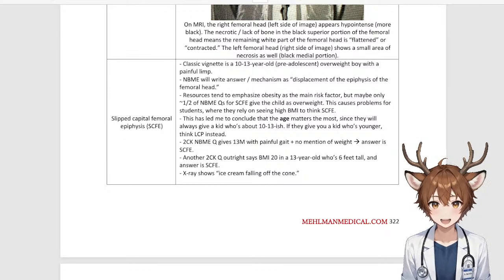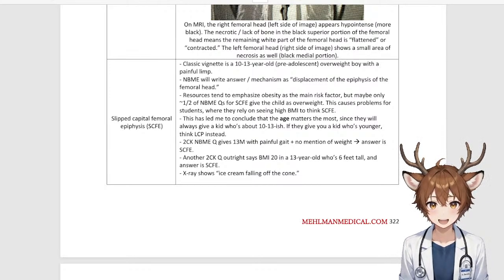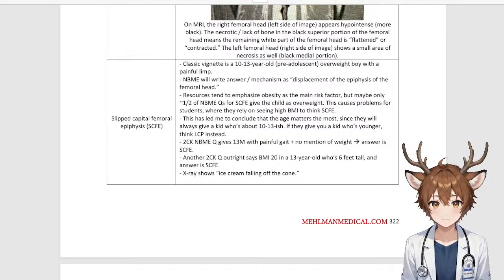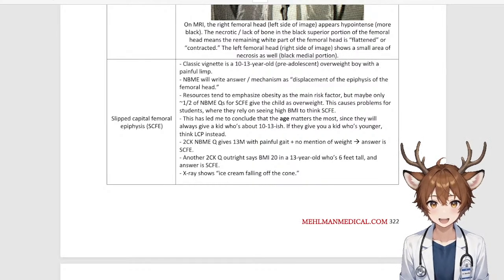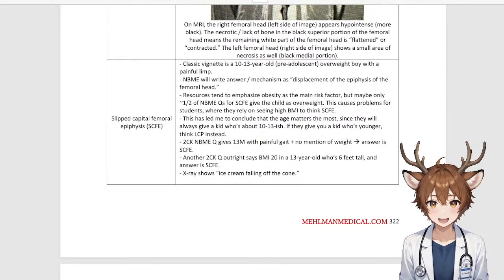A 2CK NBME question gives a 13-year-old male with a painful gait plus no mention of weight. The answer is probably SCFE. Another 2CK question outright says BMI is 20 in a 13-year-old who's 6 feet tall, and the answer is SCFE. X-ray shows an ice cream falling off the cone.